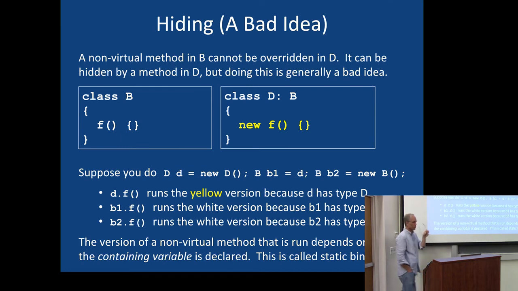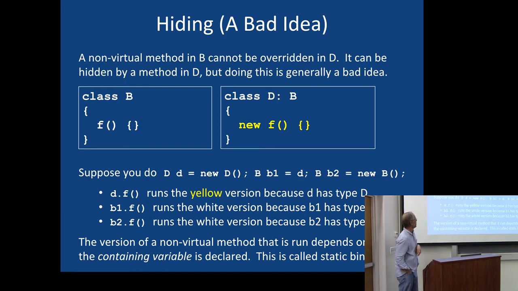Here's a thing you can do in C sharp that you can't do in Java. Furthermore, it's a bad idea and you should never do it. Okay? It's called hiding. So F is a non-virtual method, meaning it's not meant to be overridden. It's not allowed to override it. So if you just declare a new method, F, the compiler will complain. If you put the keyword new in front of it, it'll say, okay, I guess you really want to do this. Nevertheless, this is not overriding.